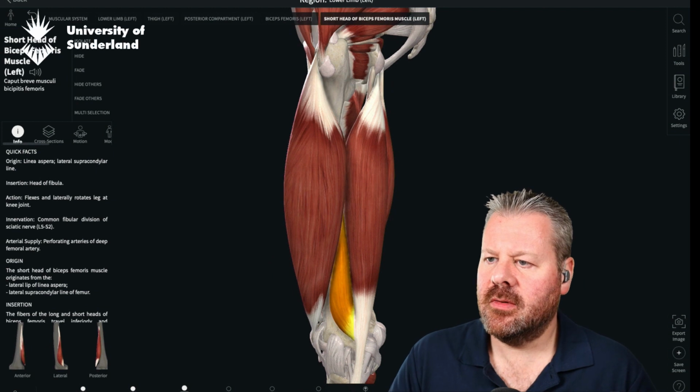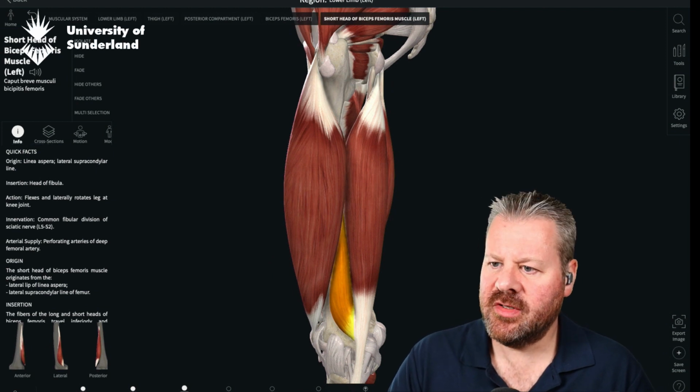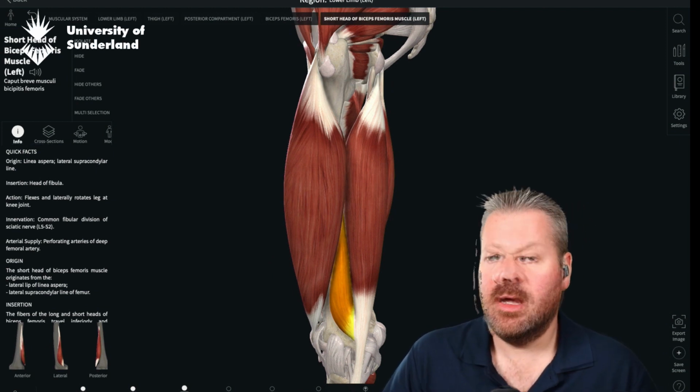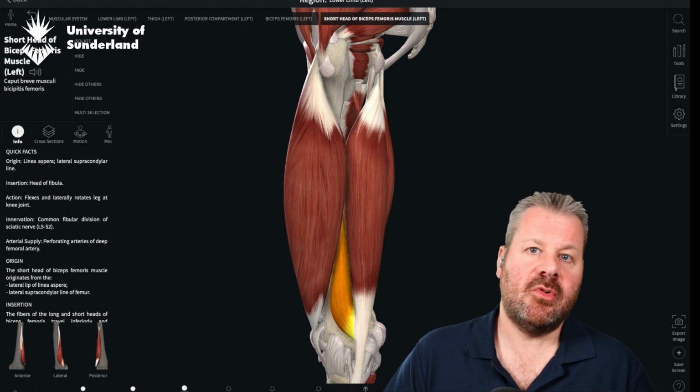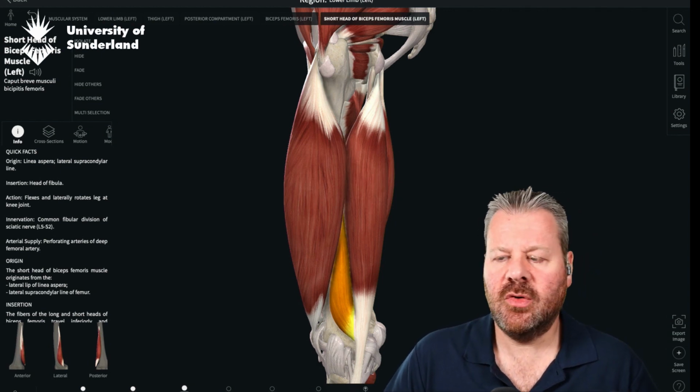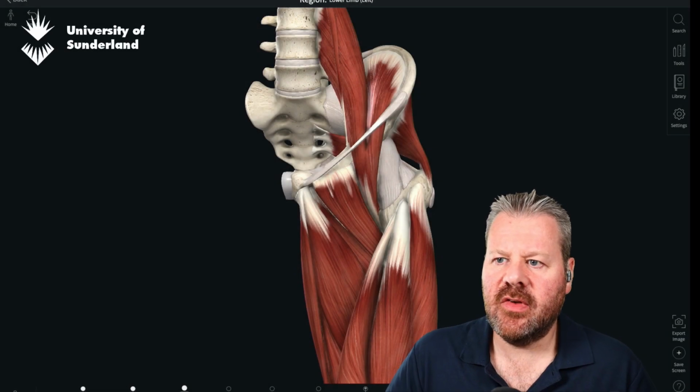Just deep to the long head of biceps femoris is the short head of biceps femoris. So you could say, in fact, that the hamstring group are very much like the quadriceps group in that there are four muscles. We'll complete this section of the video by looking at the vascular system in a little bit more detail.